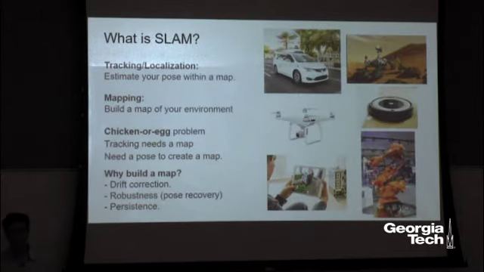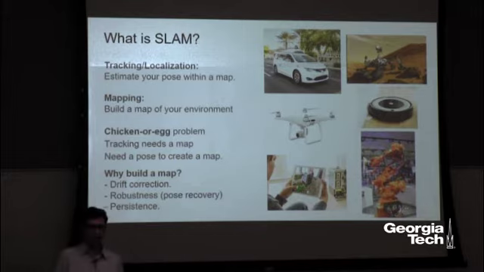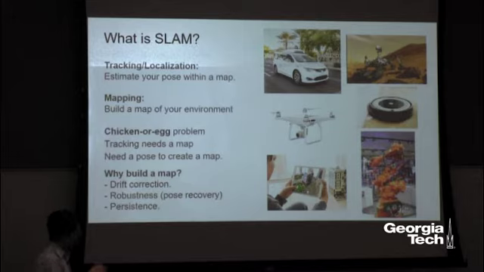Starting first with SLAM. A lot of people here are probably familiar with what SLAM is. It's a combination of tracking, mapping, and localization. It's a simultaneous tracking and localization algorithm that runs on our device. We map the environment, and we track the device with respect to the environment that you have mapped.